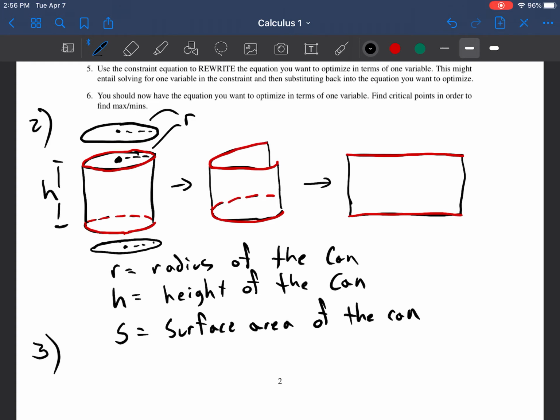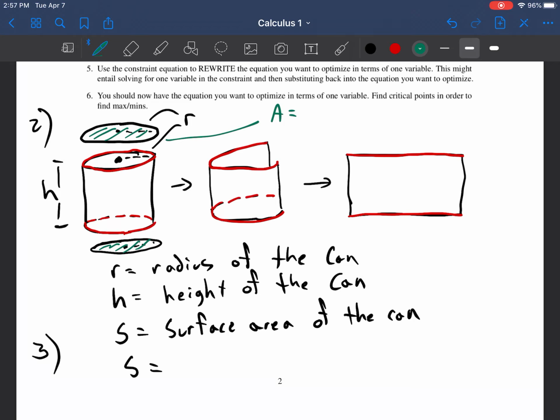Okay, so this is really telling me how much metal I need, right? So if I try to write down an equation for it, S equals... okay, so if we think about this, we need enough metal to create this top and this bottom. Notice those two are circles, right? So we're going to need essentially enough metal to cover the area of those circles.